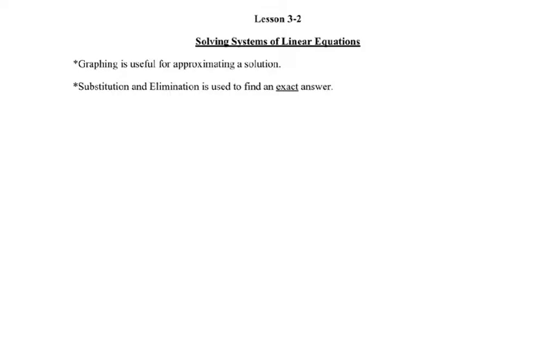And we're going to use two different methods today. One being substitution, and the other being elimination, to find what we know as an exact answer. Because when we graph those, in some cases we have to guess or we have to approximate a solution. And in some cases, if they want an approximate solution, that would be fine. But if we're looking for exact answers, substitution and elimination is what we're going to be using today.